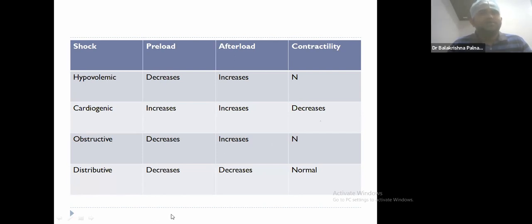In distributive shock, definitely the peripheral pooling of the blood is high, so the preload will be low. At the same time, your afterload will also be low. Why? Because you have decreased systemic vascular resistance.